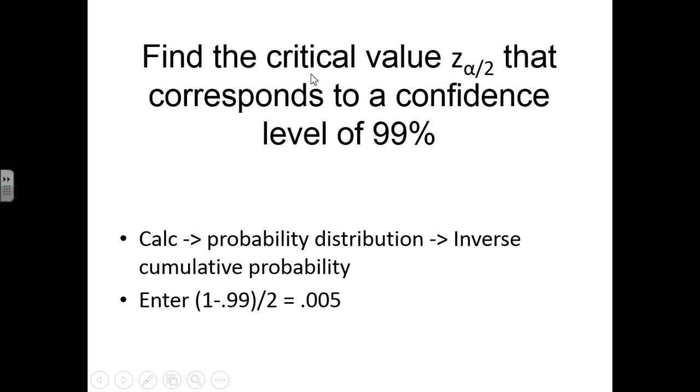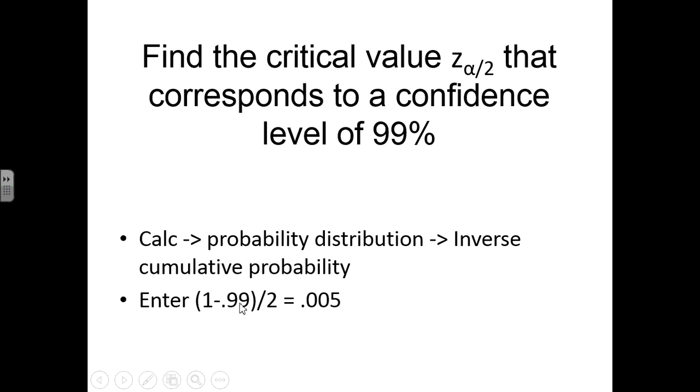So let's see how we find a critical value that corresponds to a confidence level of 99%. All right, so we're going to use Minitab because in this class we like to use Minitab. Calc, probability distributions. Now this is a critical value. Remember, when you're looking for values, you do inverse cumulative probability. You're going to find these tails.